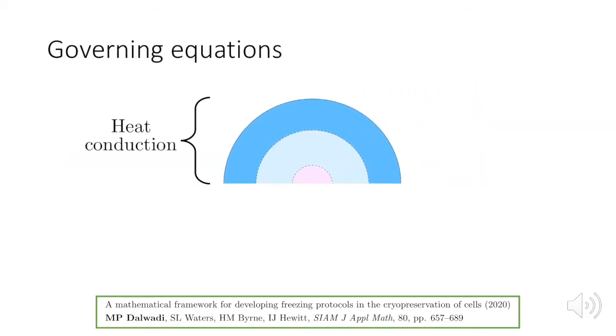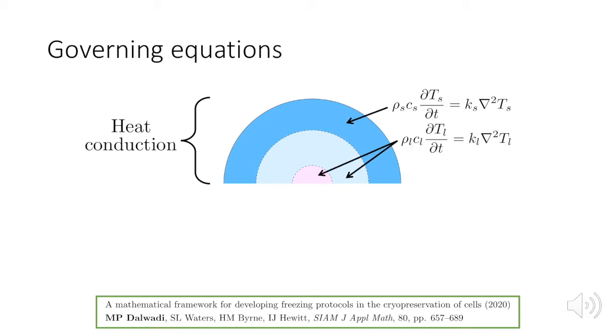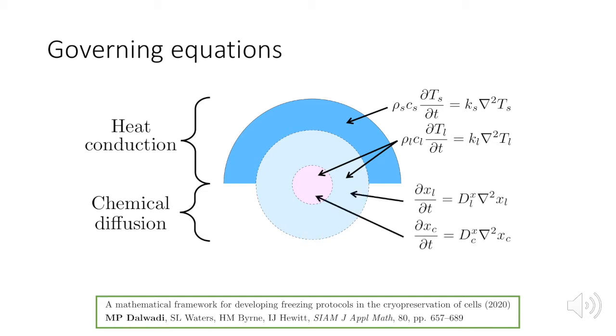The heat transport is dominated by conduction and needs to be solved for in the cell, liquid and ice domains. Mathematically, this corresponds to these partial differential equations. We assume that the cell and liquid domains are the same in terms of the heat transport. The transport of CPA is dominated by diffusion, and this only needs to be solved for in the cell and liquid domains. This is because we assume that the ice is pure and contains no CPA. Mathematically, this corresponds to these partial differential equations.